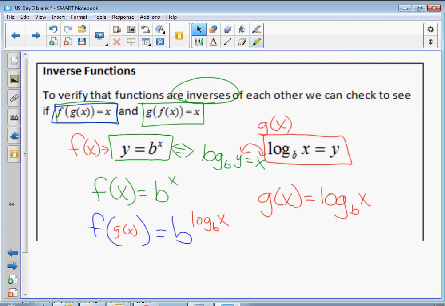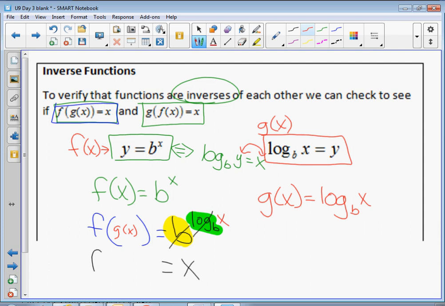When we have this base b raised to log of the same base, they can cancel out. The b and the log base b cancel out. We're just left with x. So here we've shown that f of g of x equals x.